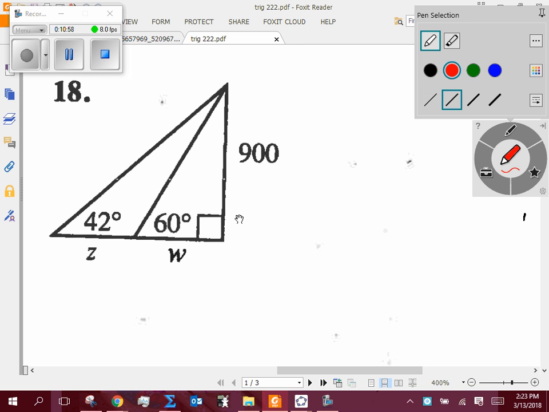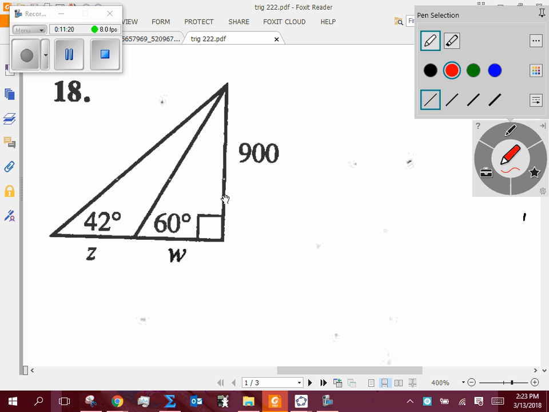All right, so this one here, we're going to find z and w, okay? Now, z is just that portion there, right? Which is just a part of this triangle here. I cannot use SOHCAHTOA in that triangle because it's not a right triangle. Does that make sense, everybody? All right, so let's just focus right now on w.